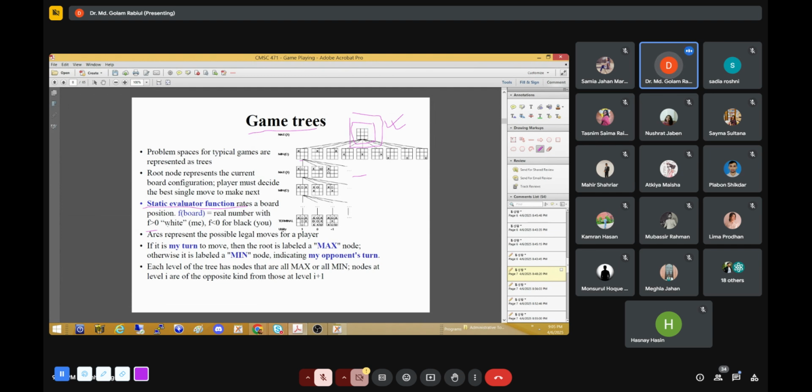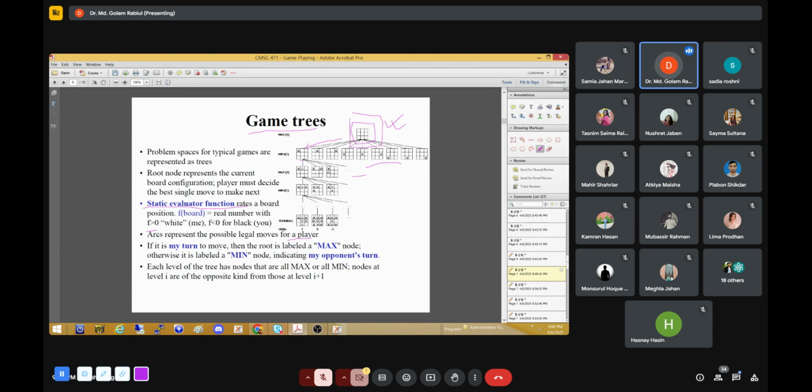In this game tree, the arcs represent the possible legal moves for a player. So that means possible legal moves. That means from the initial state, a player can move to here. So that's why this arc represents a possible legal move, and another next arc represents another legal move. So all these arcs are the legal moves.